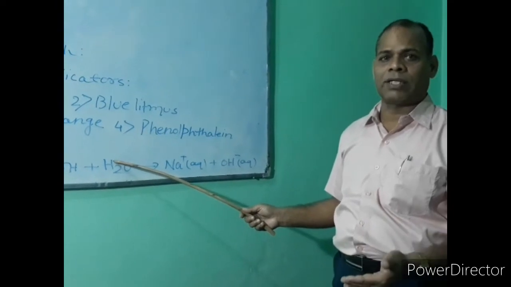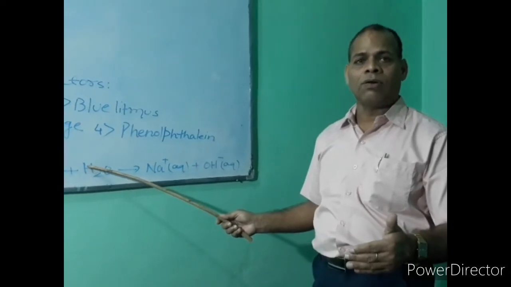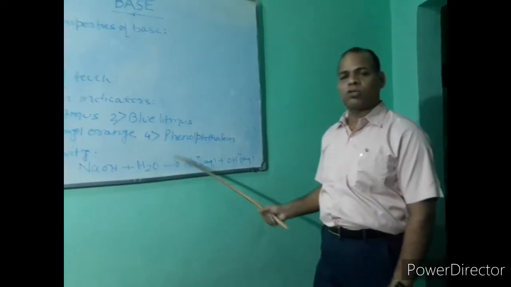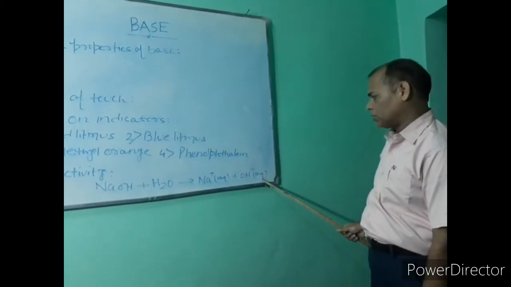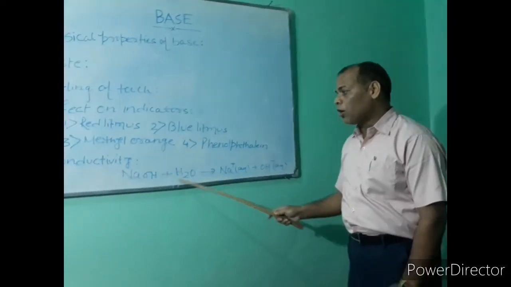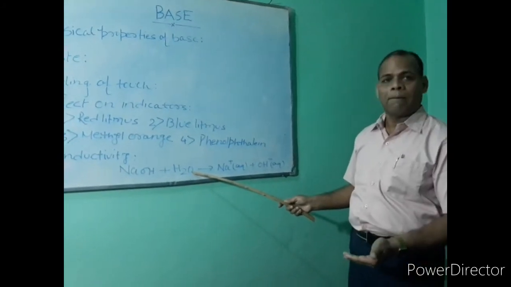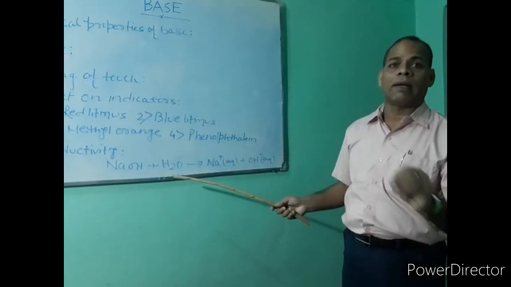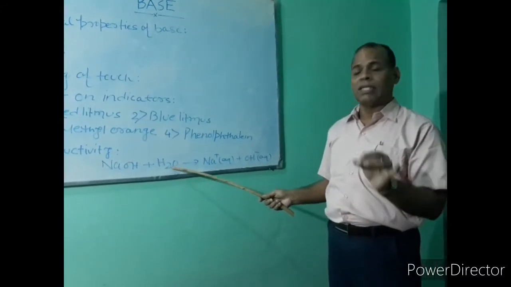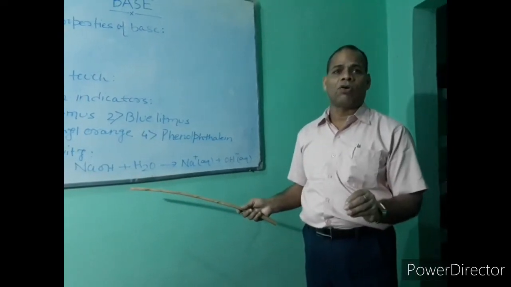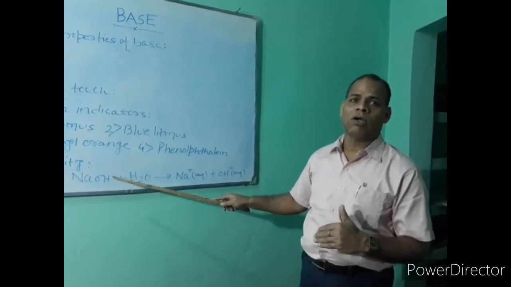As you have already studied, when a solution is made by dissolving in water, using water as a solvent, the resulting solution is called an aqueous solution. For that we represent it as aq in short. So the role of water is very important in deciding the basic behavior of a base. These were the physical properties of a base.